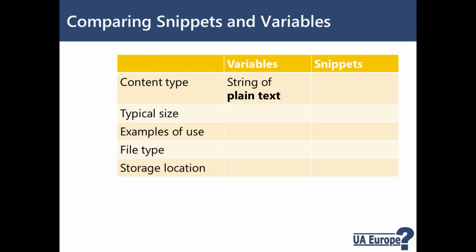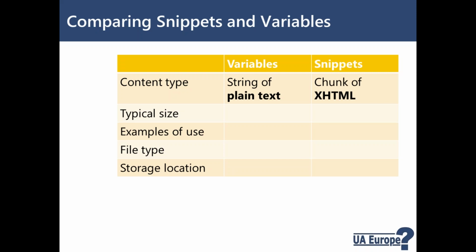Key thing about variables is you cannot store markup within a variable. So you can't have bold text. You can't have colors. You can't have styles within a variable. It is literally a string of text, which, okay, once it's been inserted into a topic, can of course be styled by styling the paragraph you've inserted into, but you can't store that formatting in the variable.